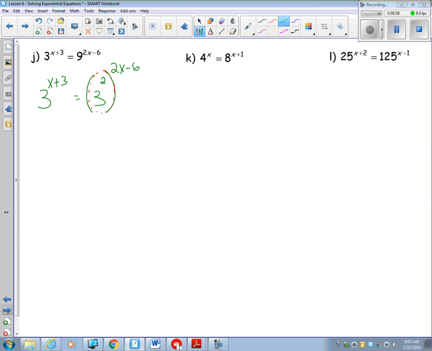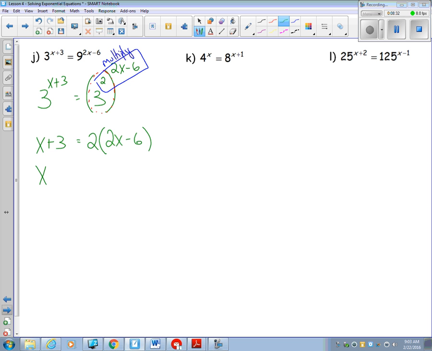So on the left side, my exponent is x plus 3. On the right side, to figure out the actual exponent, I need to take the 2 on the inside of the bracket and multiply it with the 2x minus 6 on the outside of the bracket. Because our exponent rule, when we have this situation, is we're supposed to multiply at the power of a power. That's rule number 3 we did in the first day of exponents.